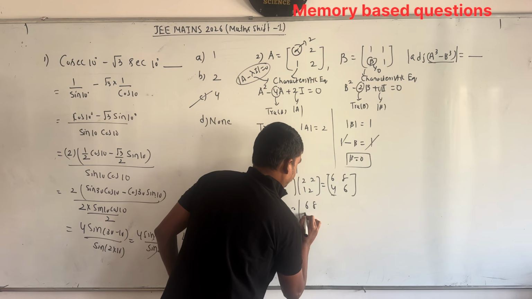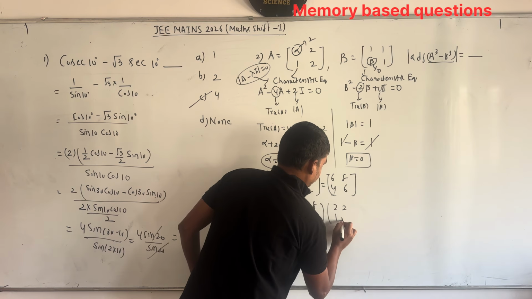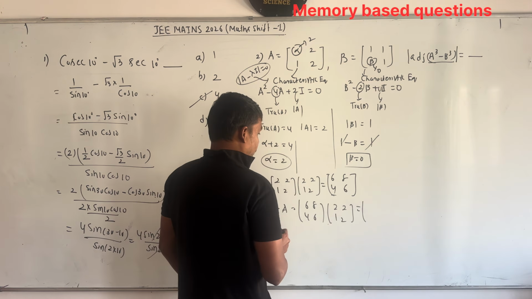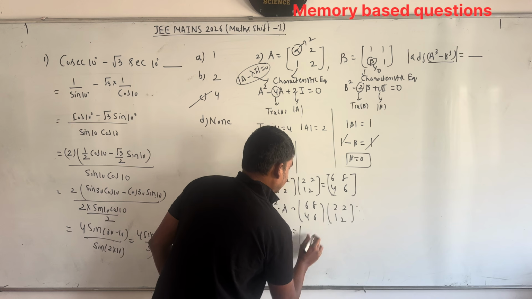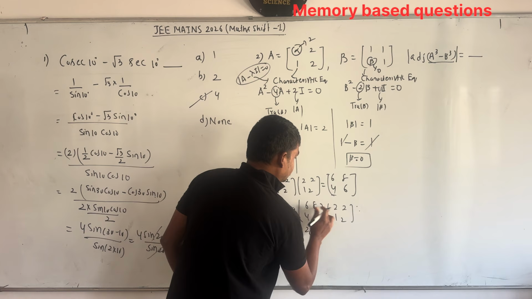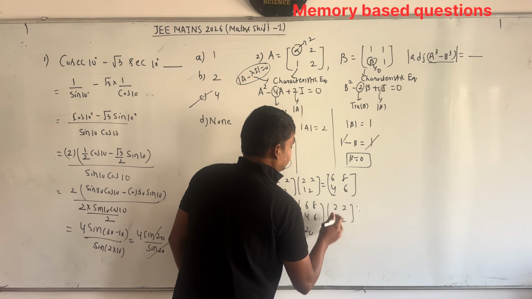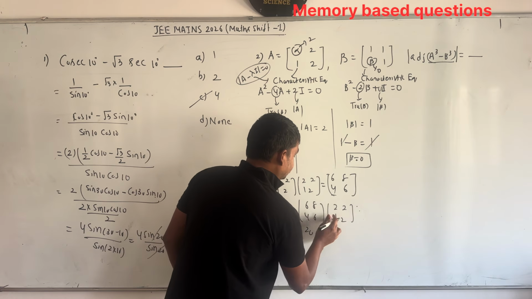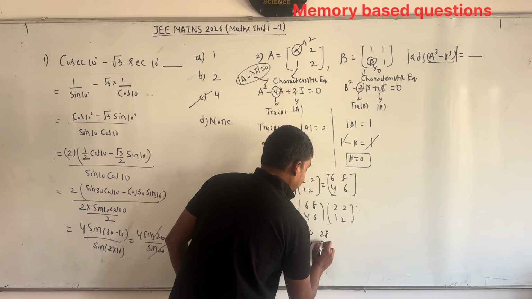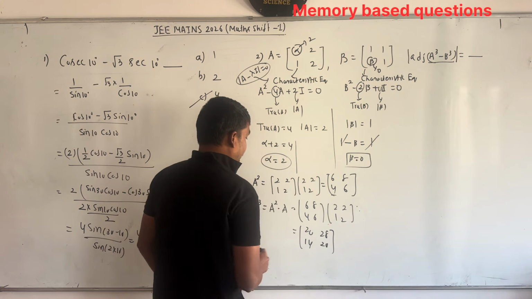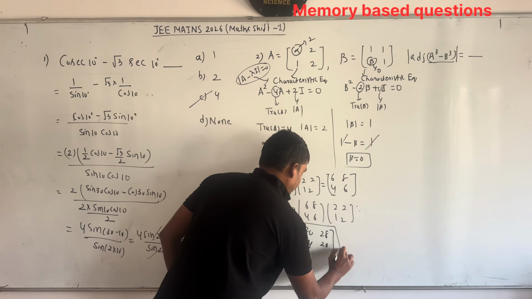So 6 8 4 6 into 2 2 1 2, again multiplied. So what comes now, a cube: 6 times 2 is 12, 8 times 2 is 16, 16 plus 12 is 28, 4 times 2 is 8, 6 is 14, 4 times 2 is 8 plus 12 is 20. So we got a cube value as 20 28 14 20.